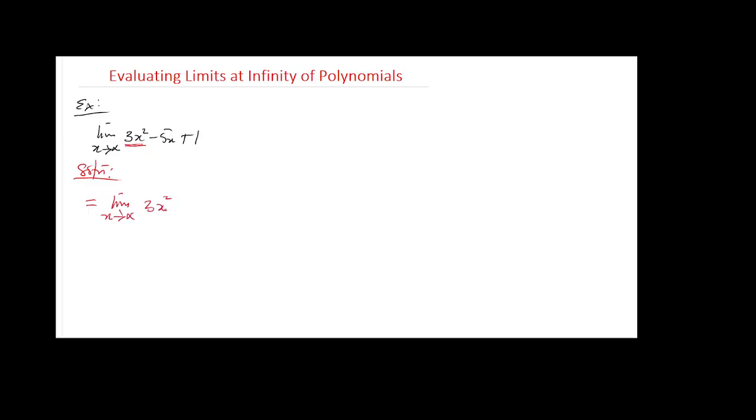That implies that what we'll have left will be the limit as x approaches infinity of 3x squared. So as x approaches infinity, we do a direct substitution. We are going to have 3 multiplied by infinity squared. Infinity squared is still infinity, multiplied by 3 will still give us infinity. So this is the final answer.